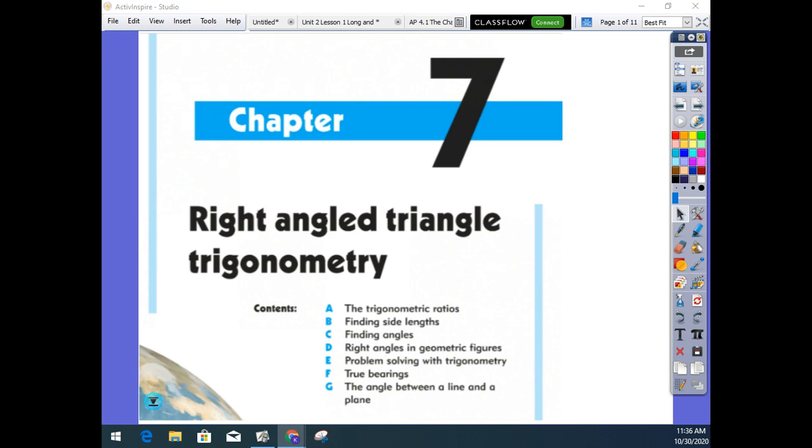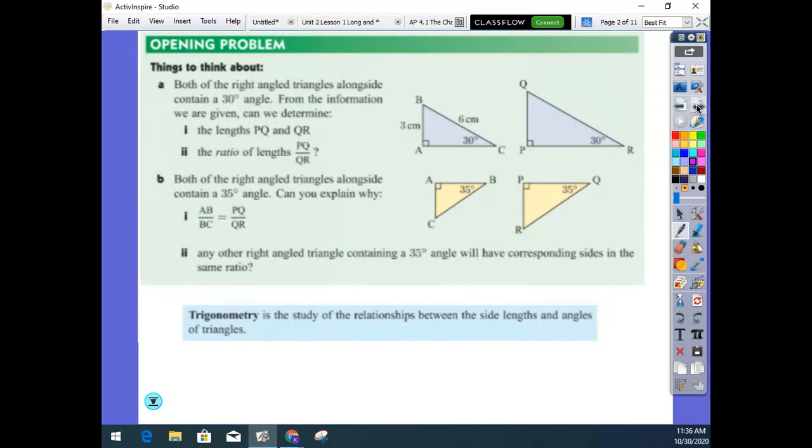Chapter 7 is all about trig. The first two sections really connect and they're very short, so I'm going to do both A and B together. First of all, trig is the study of the relationships between the side lengths and the angles of triangles.